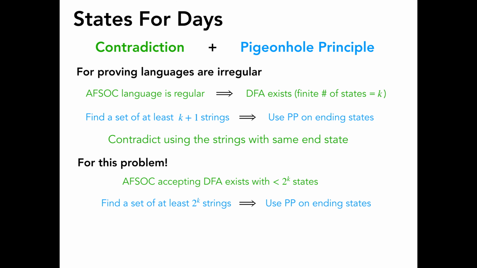Then we'll try to find a set of at least 2 to the k strings, and we want to use the pigeonhole principle on these strings. So our pigeons are the 2 to the k strings, and our holes will be the states of our accepting DFA. Finally, we'll try to find some contradiction using those 2 strings which have the same ending state. Also, it's important to note that k in this case is some arbitrary number greater than or equal to 1. We're not restricting ourselves to the case where it's just equal to 1, like we did when we were initially analyzing the problem to see what sort of intuition we could gain.